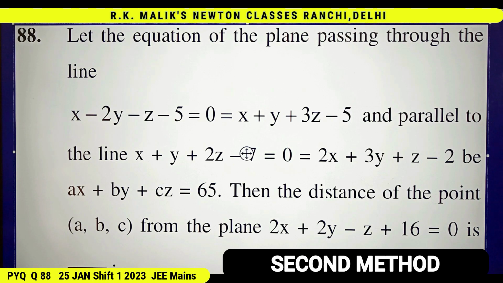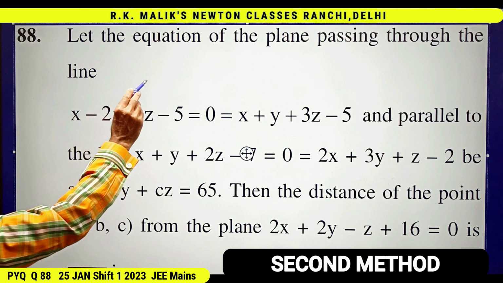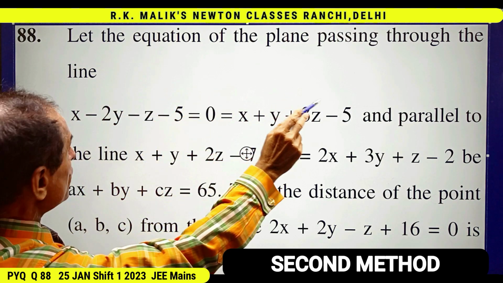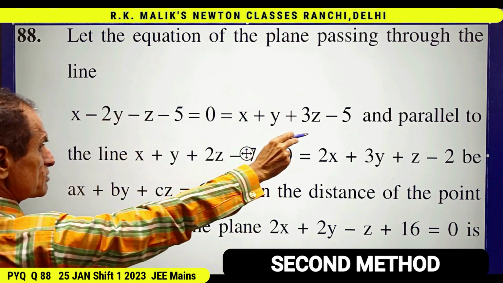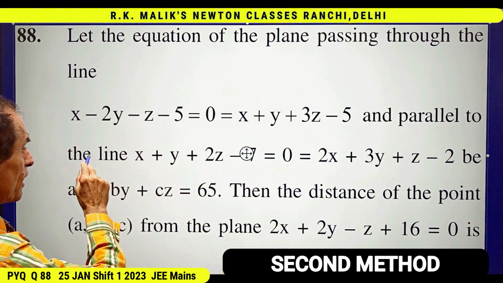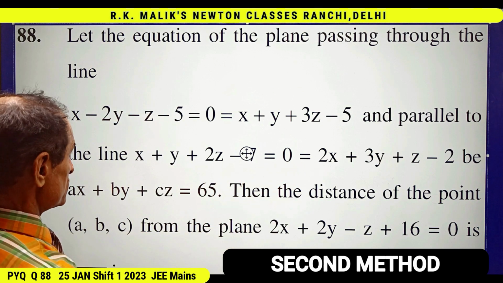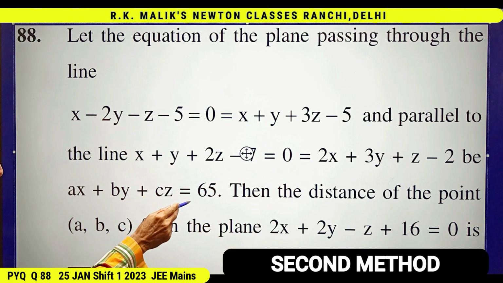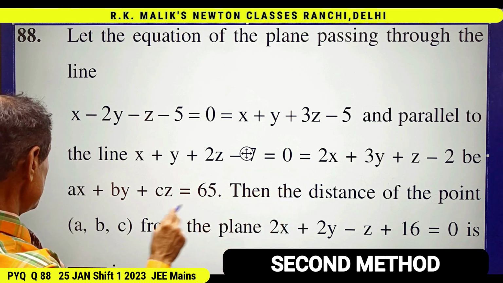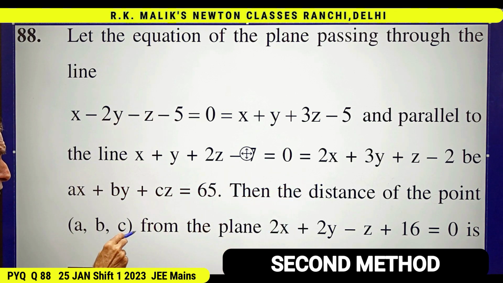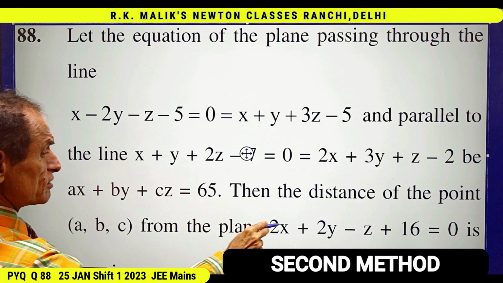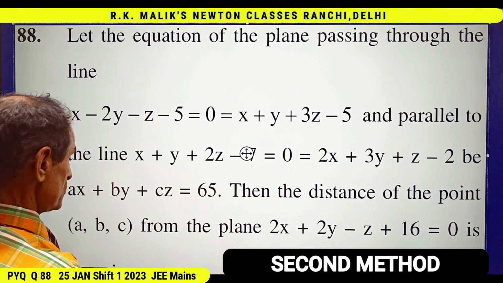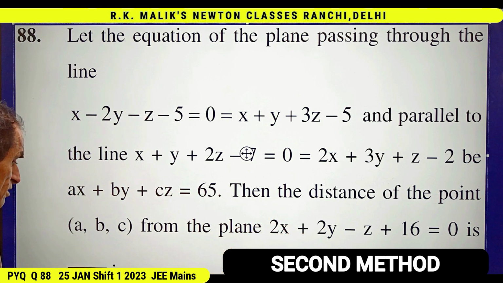In this question, it is given that the equation of the plane passing through the line this and parallel to the line this is ax plus by plus cz equal to 65. Then the distance of the point (a, b, c) from the plane this is dash. You have to fill in the blank.